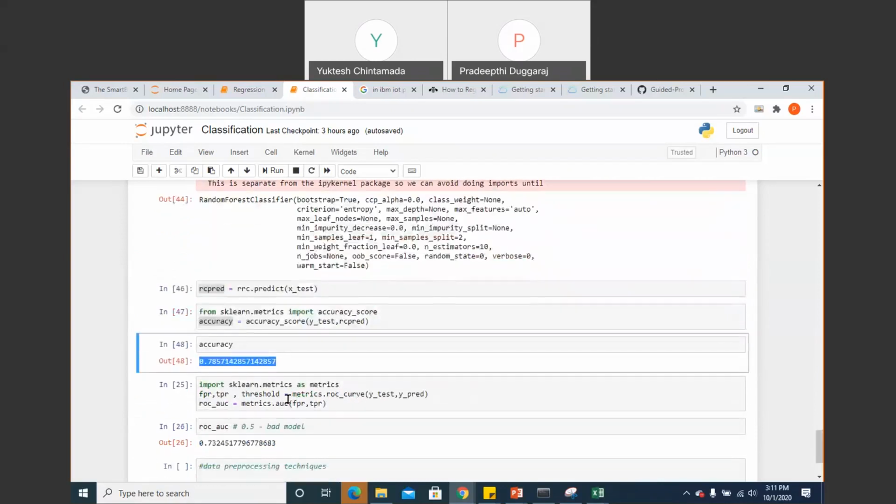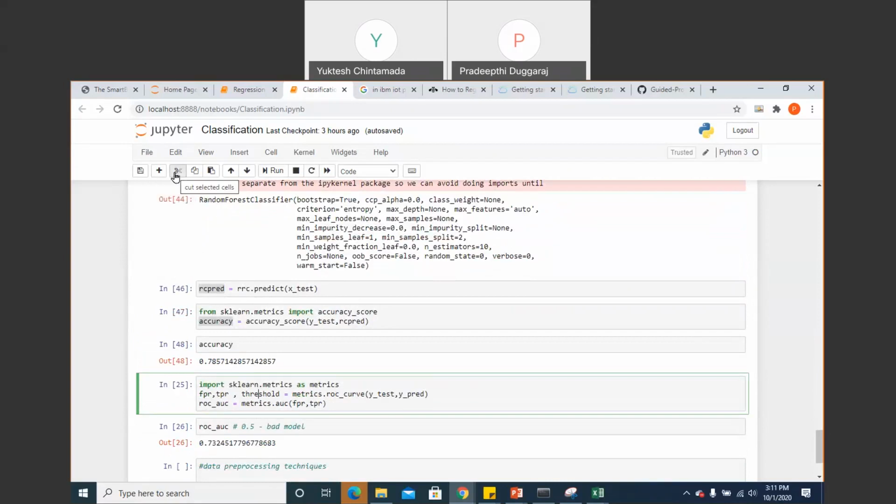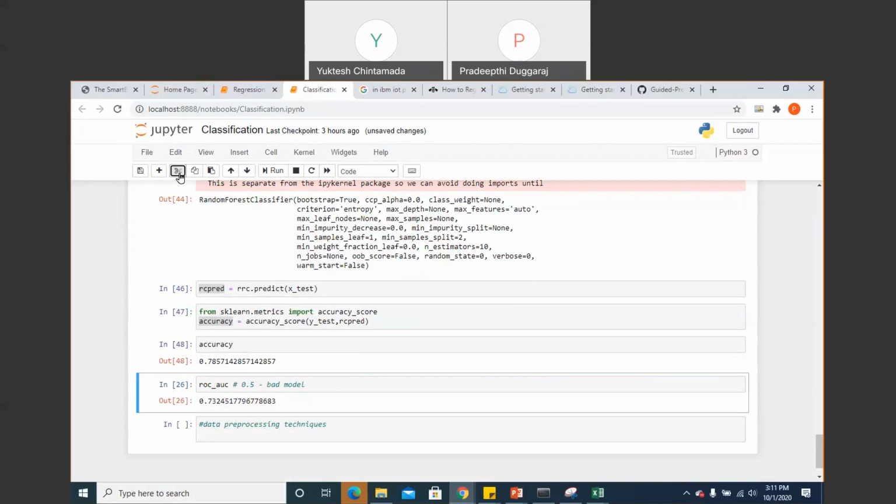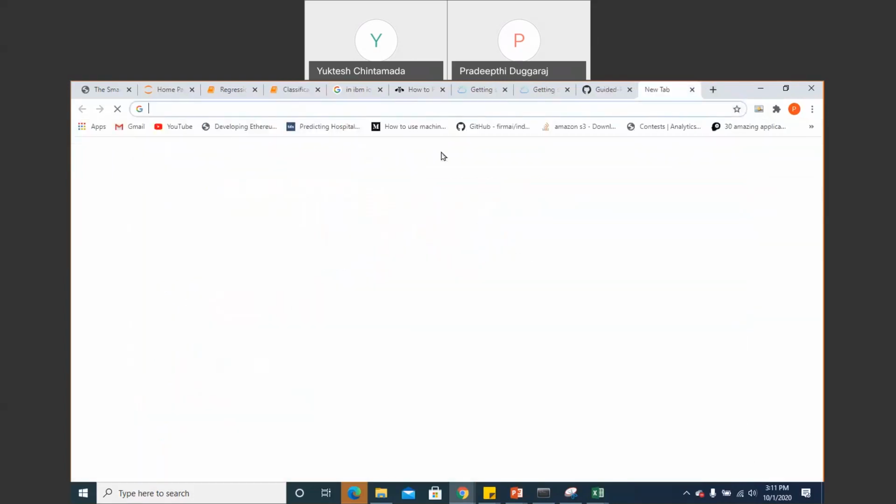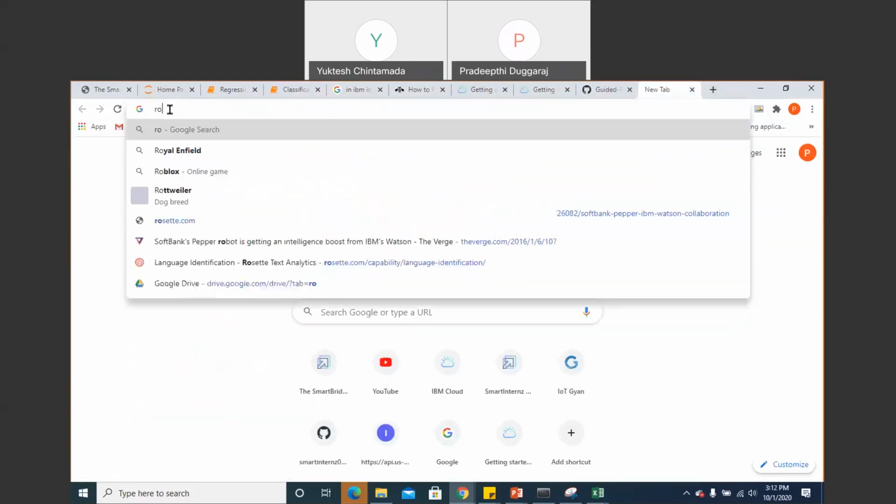Basically, this is an extra one that I have put. ROC AUC curves are purely metrics curves for the classification model. It will take more than 2 to 3 hours to explain ROC and AUC curves, so you can explore this. I'll just give you a link about that.